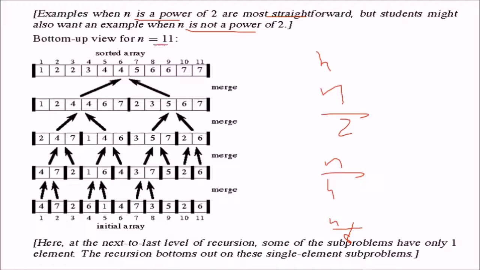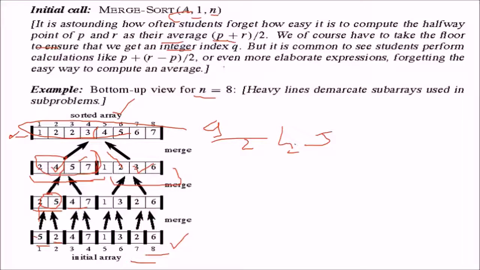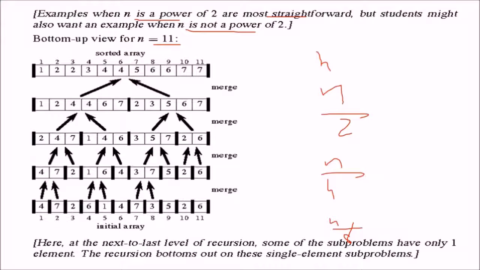So if we have n equal to 11, whereas here we had n equal to 8, which is 2 to the power 3. Now we have n equal to 11. So what to do? This is so simple, because we have taken the floor. Every time we will get subarrays, but they will be of different sizes. Don't worry about that, because ultimately it boils down to the same result.